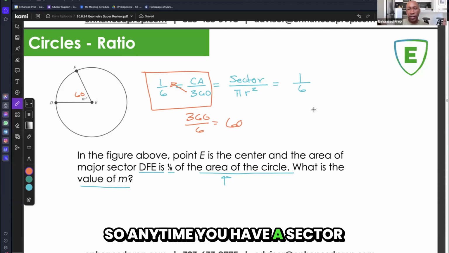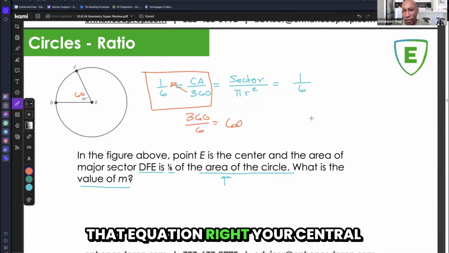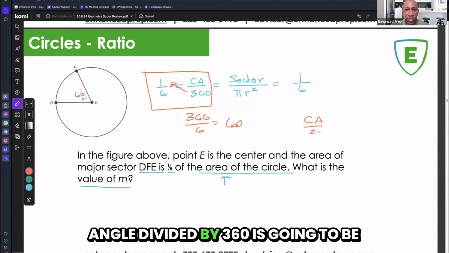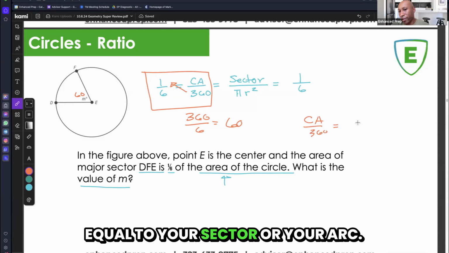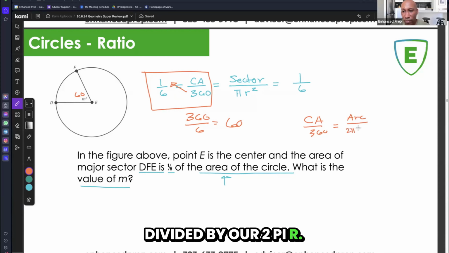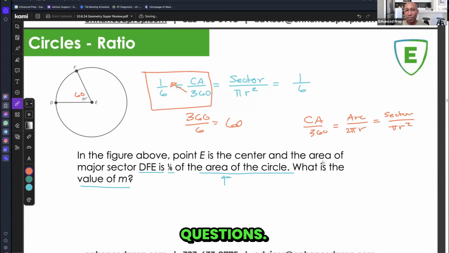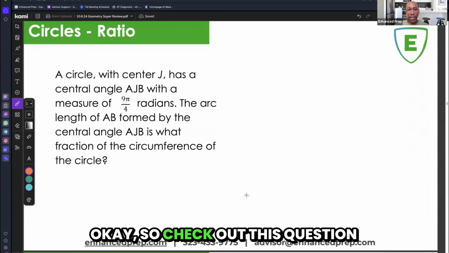So anytime you have a sector question or an arc question, you just write out that equation. Your central angle divided by 360 is going to be equal to your sector or your arc. So in this case, we'd have our arc divided by our 2 pi r, or we have our sector divided by our pi r squared. Questions? Awesome. Great job.